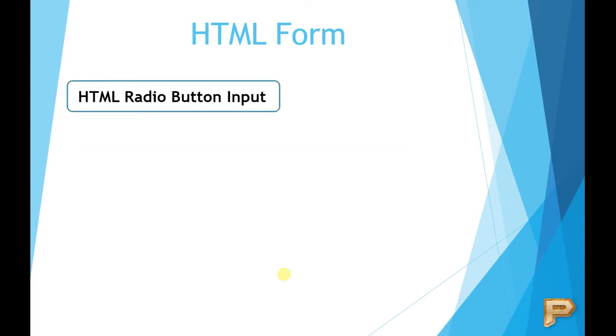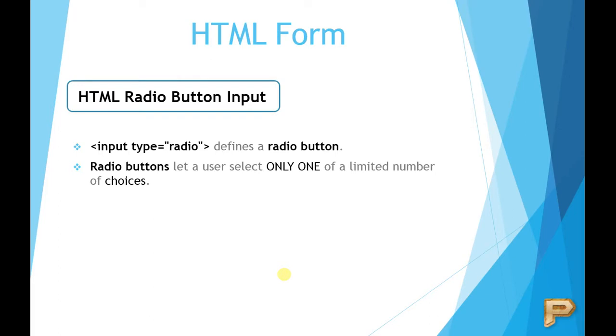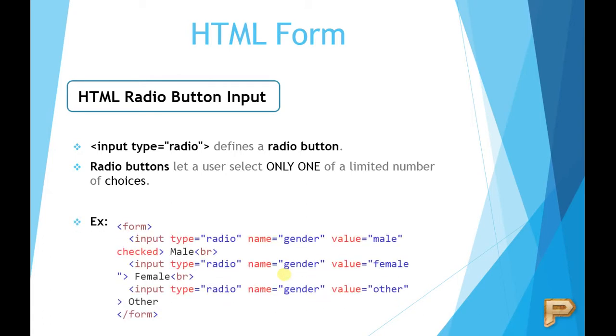Now we will go to HTML radio button inputs. What are HTML radio button inputs? As we have seen on Facebook, when we were trying to create an account, they were asking, with radio buttons I think, the gender. So input type radio defines a radio button. This is a way of writing it. Radio buttons let a user select only one of a limited number of choices, and this is the code.